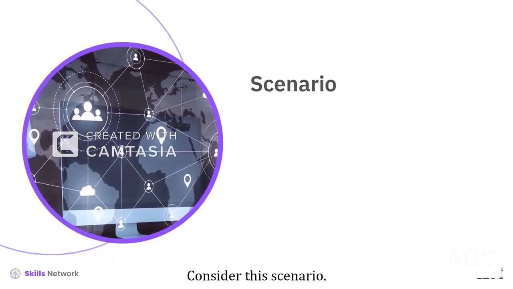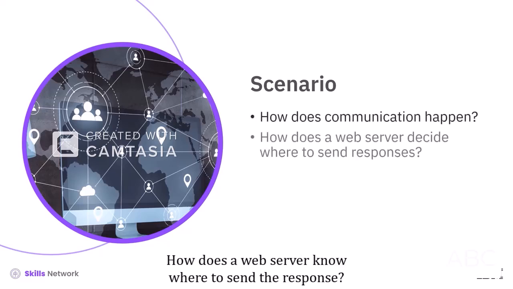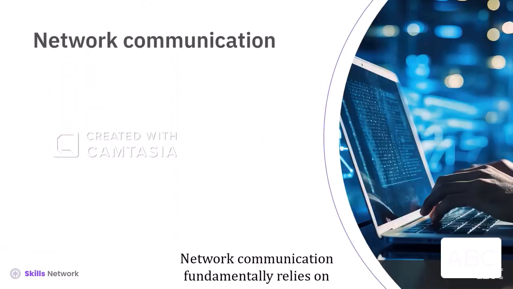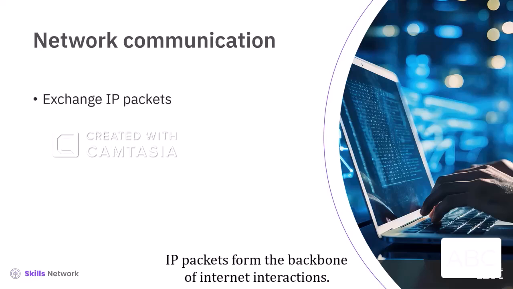Consider this scenario. There are several client systems that send requests to a web server. The web server processes the request and sends a response back to the client system. But how does this communication happen? How does a web server know where to send the response? Network communication fundamentally relies on exchanging IP packets between two systems. IP packets form the backbone of Internet interactions.